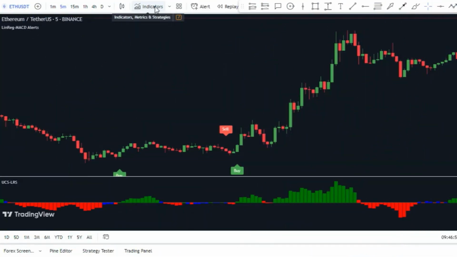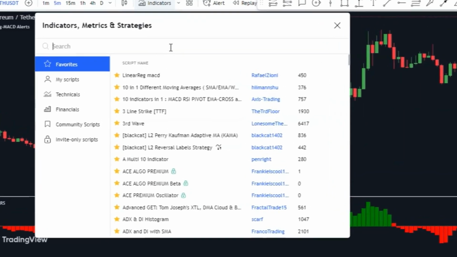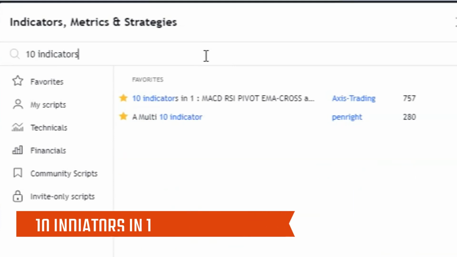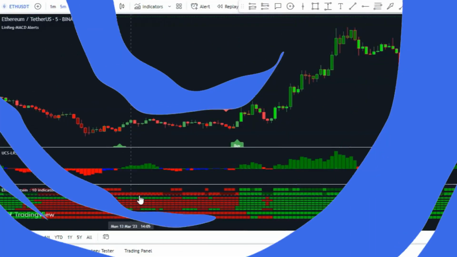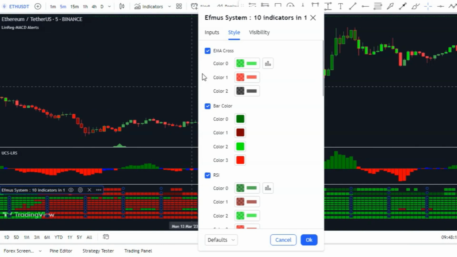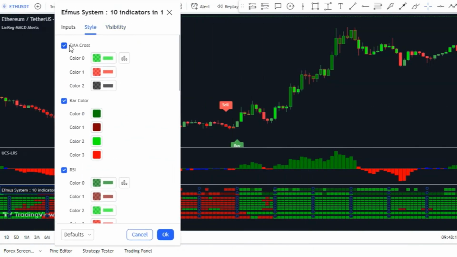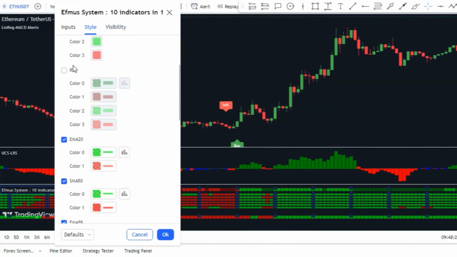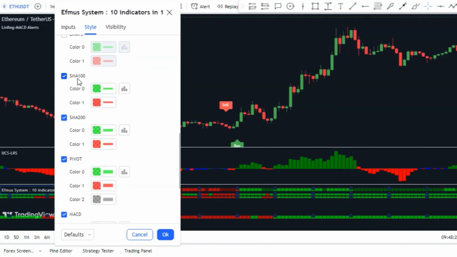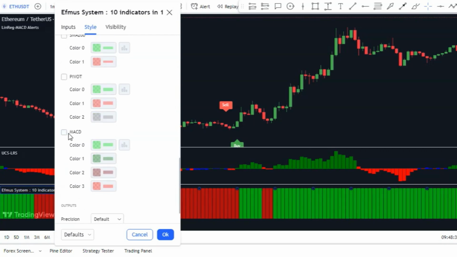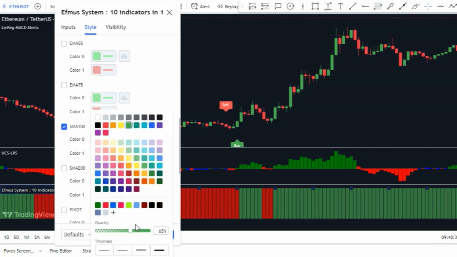And to ensure that you trade in the direction of the trend, we'll use an indicator called 10 indicators in one. To optimize this tool, head over to its settings and enable SMA 100 and disable all other options. Then change colors 0 and 1 to green and red respectively.